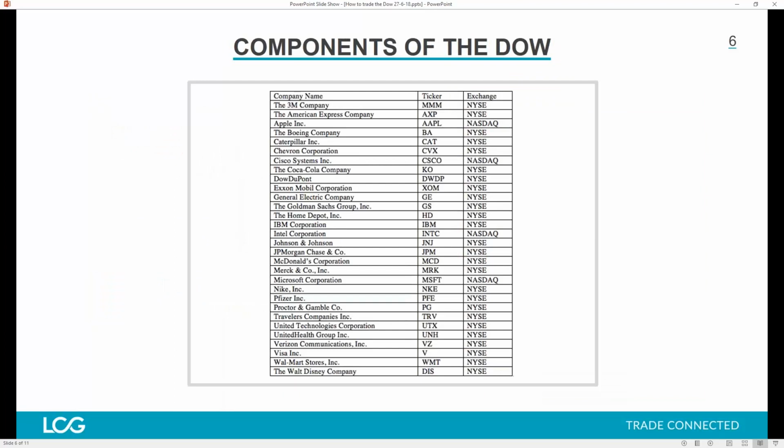So here is a list of those companies. Once again, just important to know that most of them are on the New York Stock Exchange, but you can see the ones that are on the NASDAQ are actually those technology components. The Apple, obviously, Cisco, Intel, Microsoft, all listed on the NASDAQ.